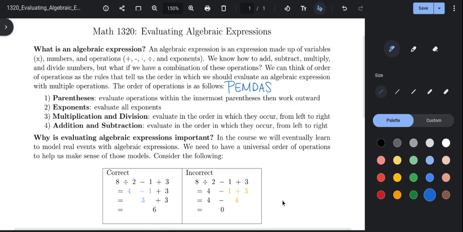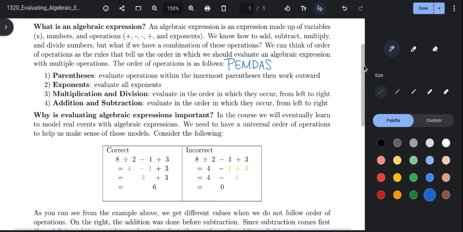But on the right-hand side, they did it the wrong way. They said, oh, well, addition comes before subtraction in our acronym of PEMDAS, so we're going to add first. And so they did 1 plus 3 to get 4, and then 4 minus 4 to get 0. So if we don't follow order of operations, we can get very different values. So let's go ahead and practice.